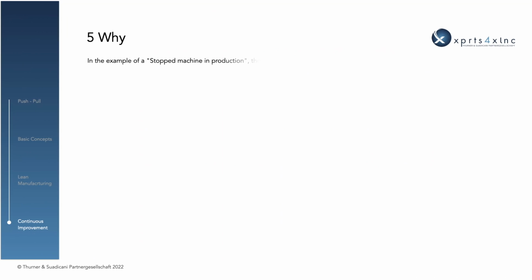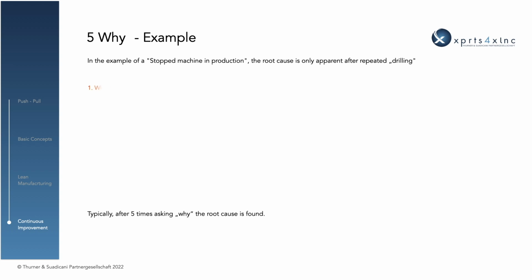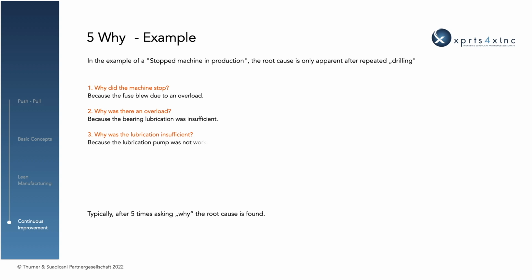In the example of a stopped machine in production, the root cause is only apparent after repeated drilling. Example: typically, after 5 times asking, why, the root cause is found. Why did the machine stop? Because the fuse blew due to an overload. Why was there an overload? Because the bearing lubrication was insufficient. Why was the lubrication insufficient? Because the lubrication pump was not working. Why did the lubrication pump not work? Because the pump shaft was worn. Why was the pump shaft worn? Because mud got into the system.